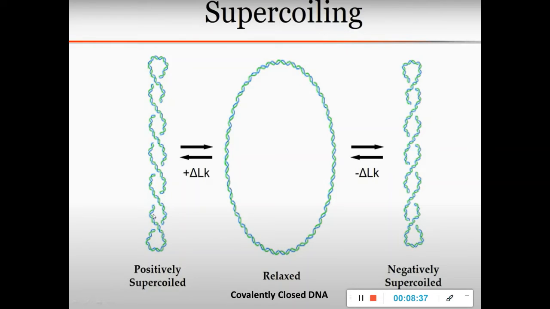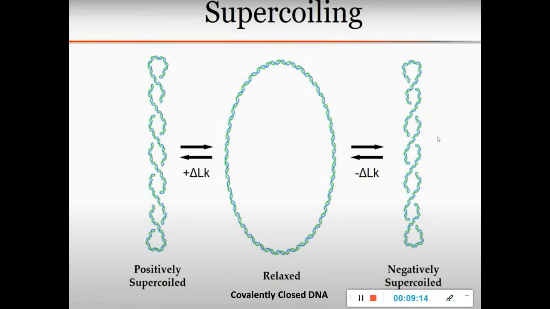In that one, what happens? The linking number is also increased. When the number of base pairs per turn is increased, the linking number is also increased. And at the same time, when the number of base pairs per turn is reduced, it results in the formation of negative supercoiling. As a result, when negative supercoiling happens, the linking number, that is the contacts between the two strands, will be found to be reduced.